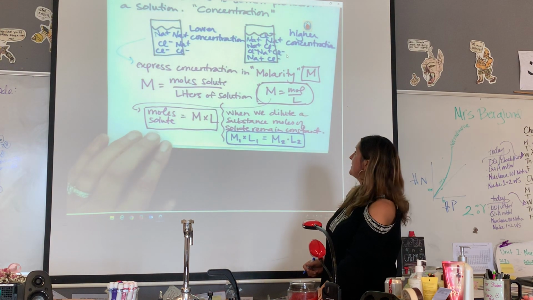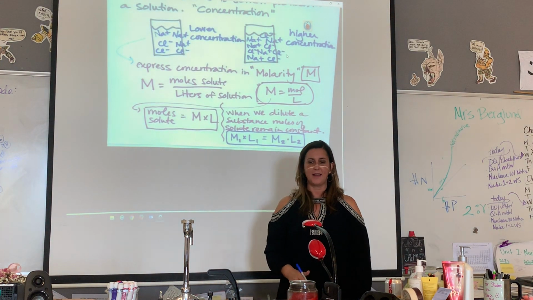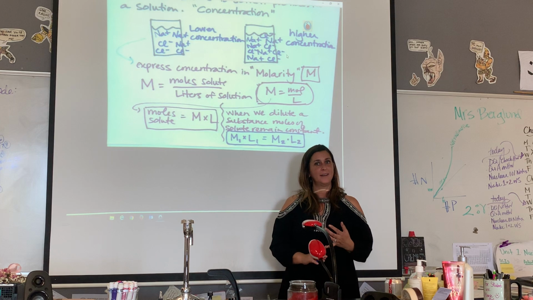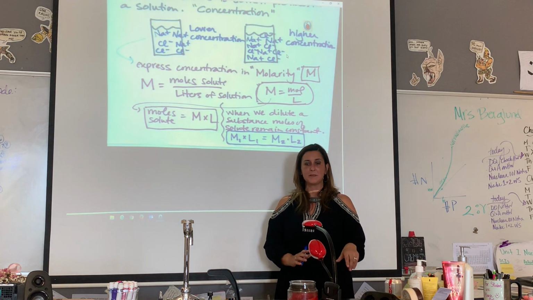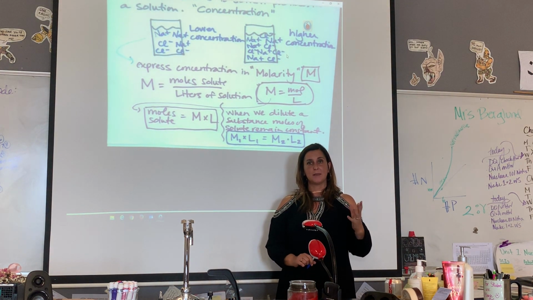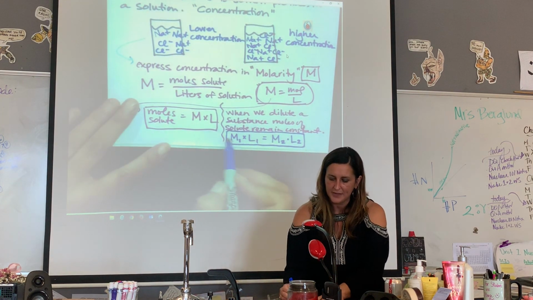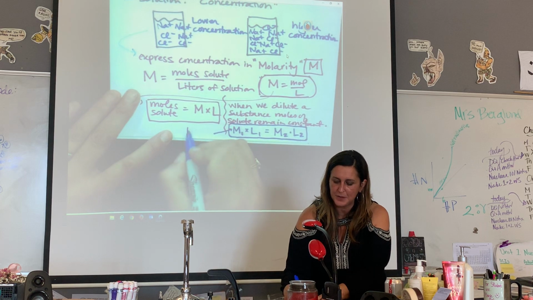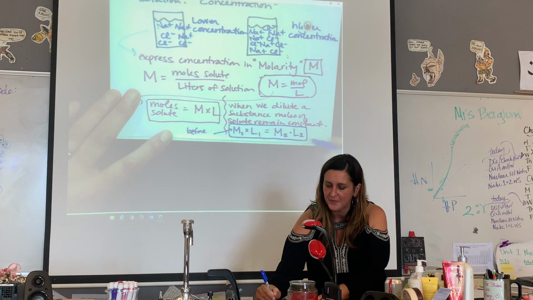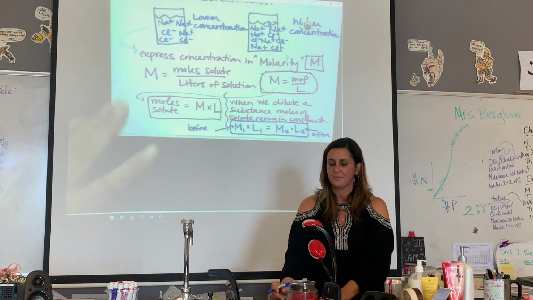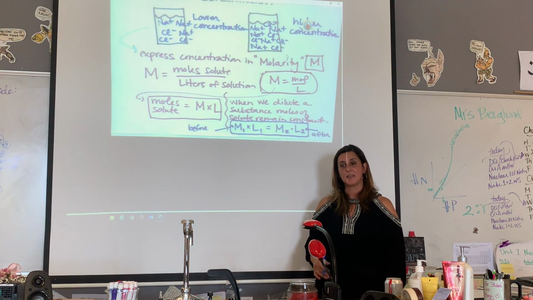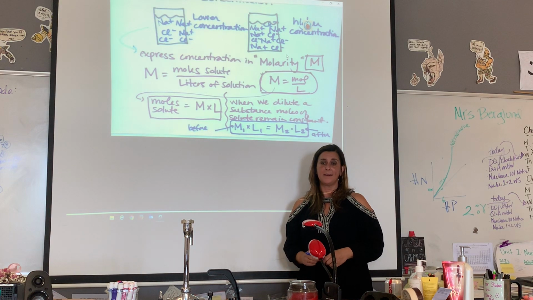So those are 3 equations that you're going to want to have in your head. Molarity equals moles per liter, moles equals molarity times liters, and M1 times L1 equals M2 times L2, where this represents before a dilution and this is after a dilution. And we'll practice more of those as we go. Look for part 3 here. I'm going to do an example problem for each one of these types of formulas.